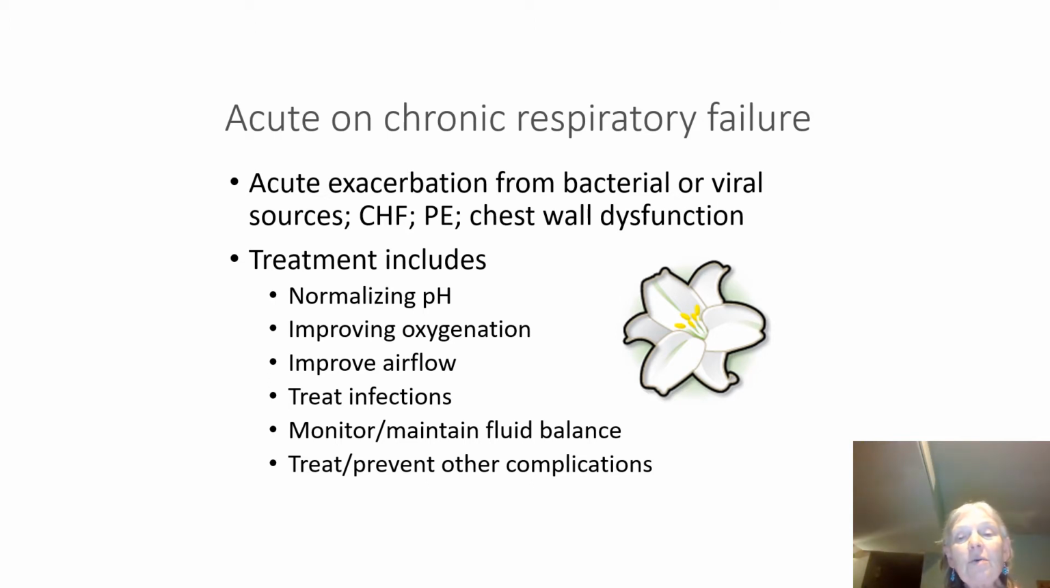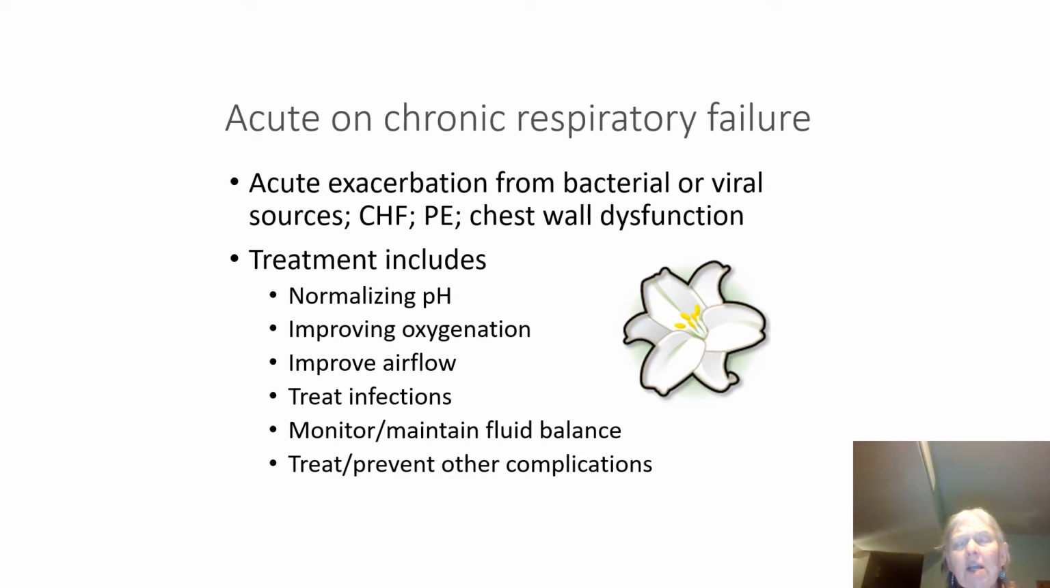So when we're dealing with patients who either have COPD or neuromuscular disease and live with chronic respiratory failure, we need to normalize the pH. The question is, where should we have that pH? The answer is 7.35 and let it do its own thing. The other thing we're going to try to do is improve oxygenation.